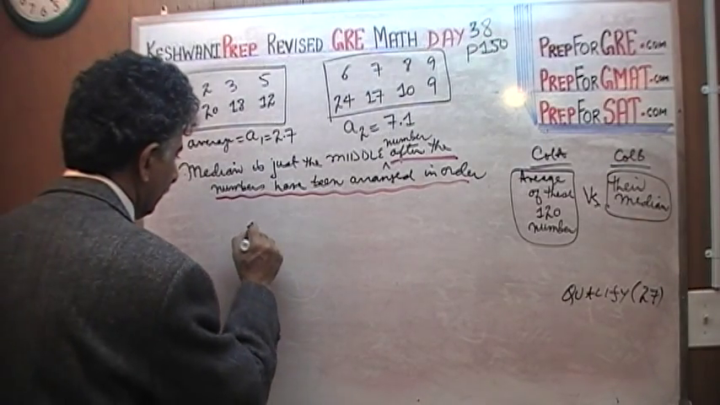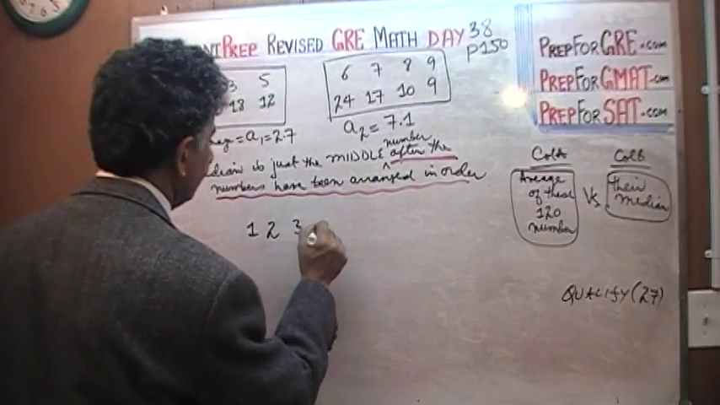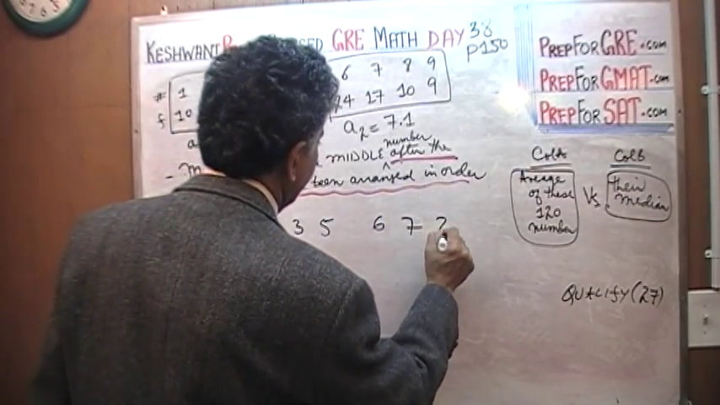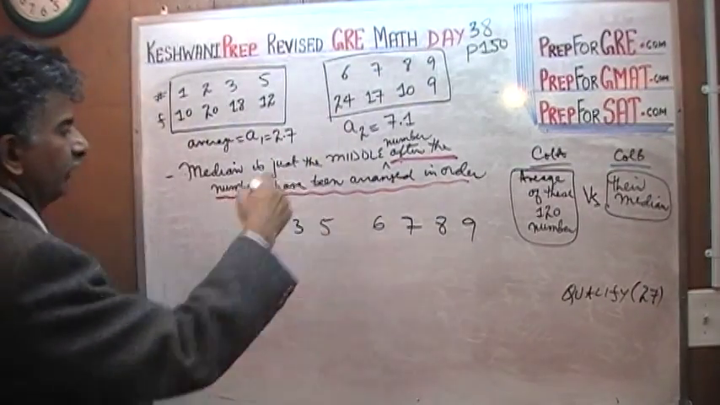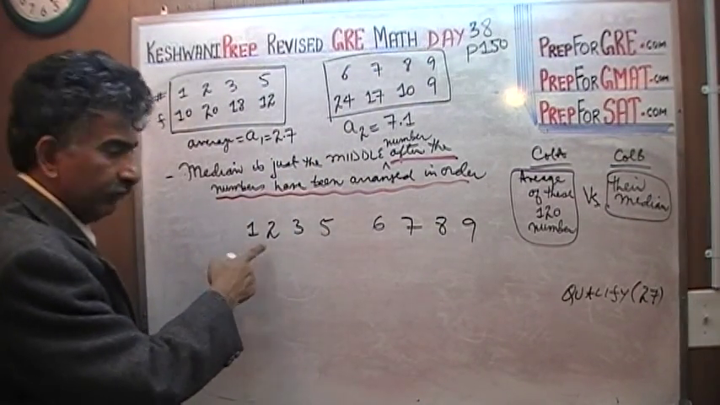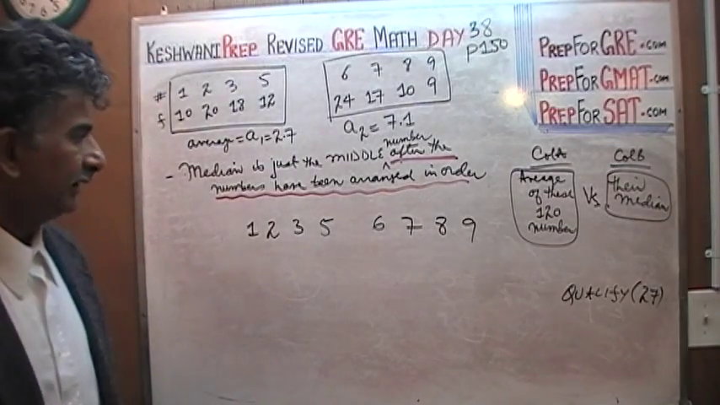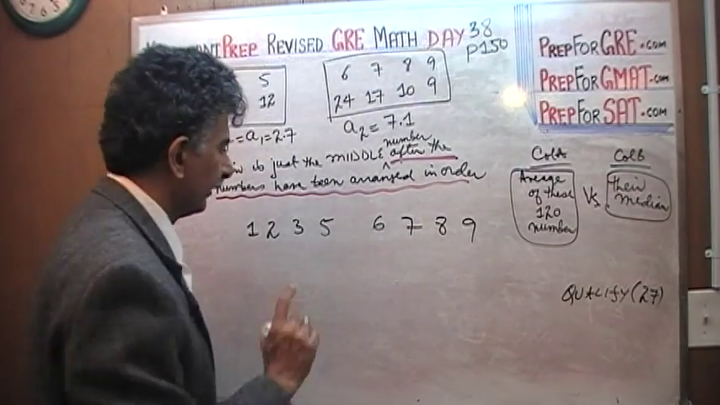Can you tell me the median of 1, 2, 3, 5, 6, 7, 8, and 9? Forget about their frequency. Pretend that we have one 1, one 2, one 3, and so forth. Can you tell me what's the median of these 8 numbers? We have 4 numbers here, 4 numbers there.